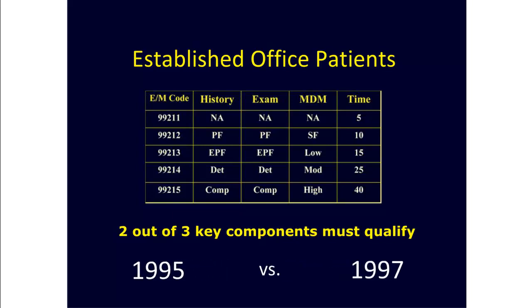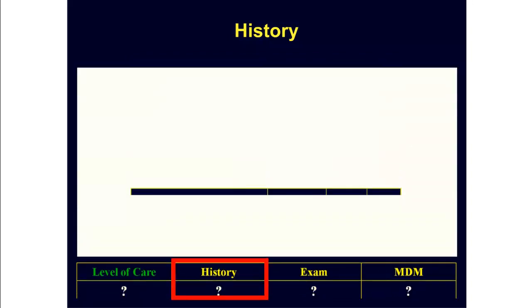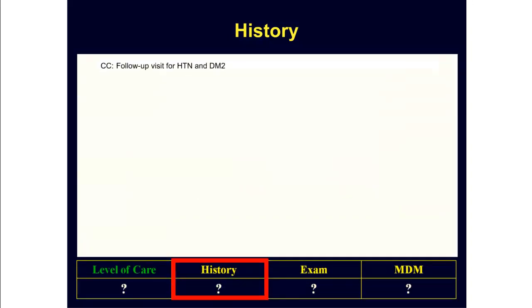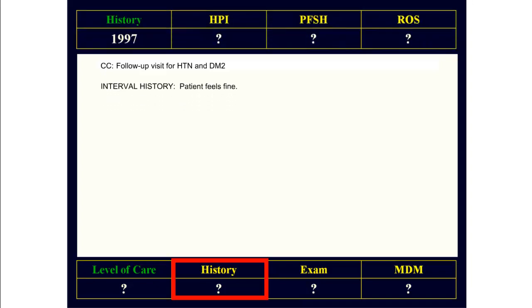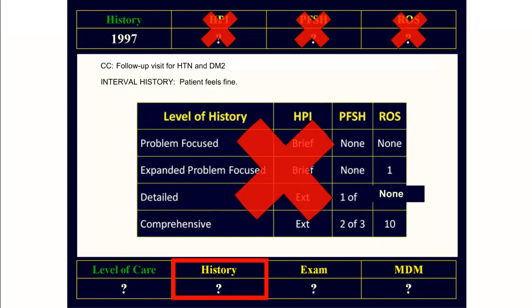You can use either the 95 or the 97 rules. In this case, the 97 rules give a more definitive answer, so those are the ones we'll use. Starting with the history, this is the table that tells us what level of history has been recorded. Here we do have a valid chief complaint, follow-up visit for hypertension and diabetes. But then all we say is the patient feels fine for the interval history. This gives us no elements of HPI, PFSH, or review of systems, so we qualify for no level of history.